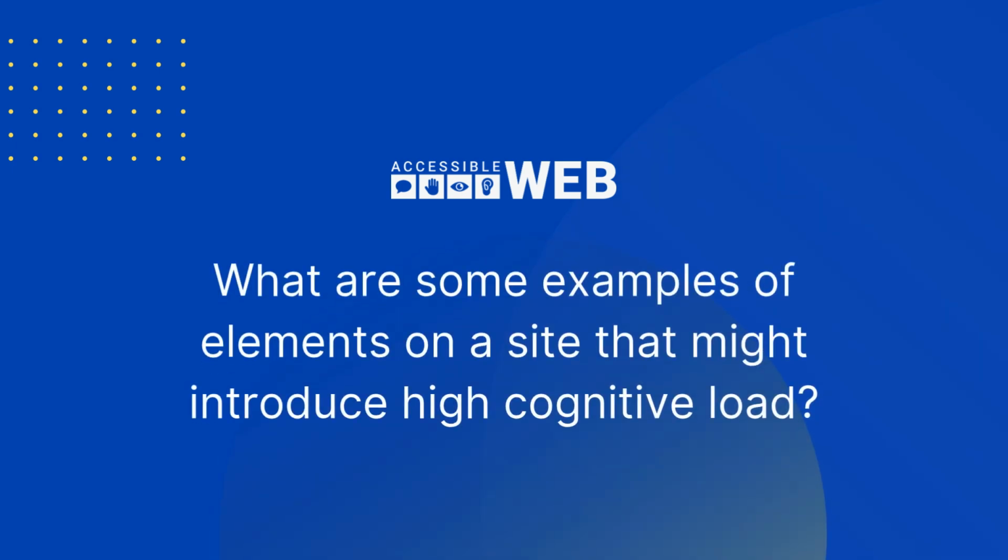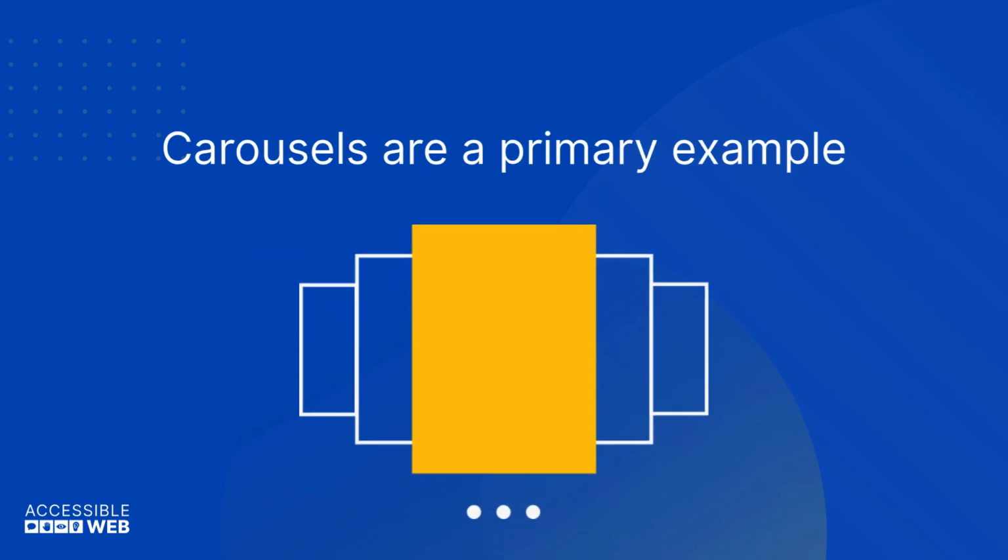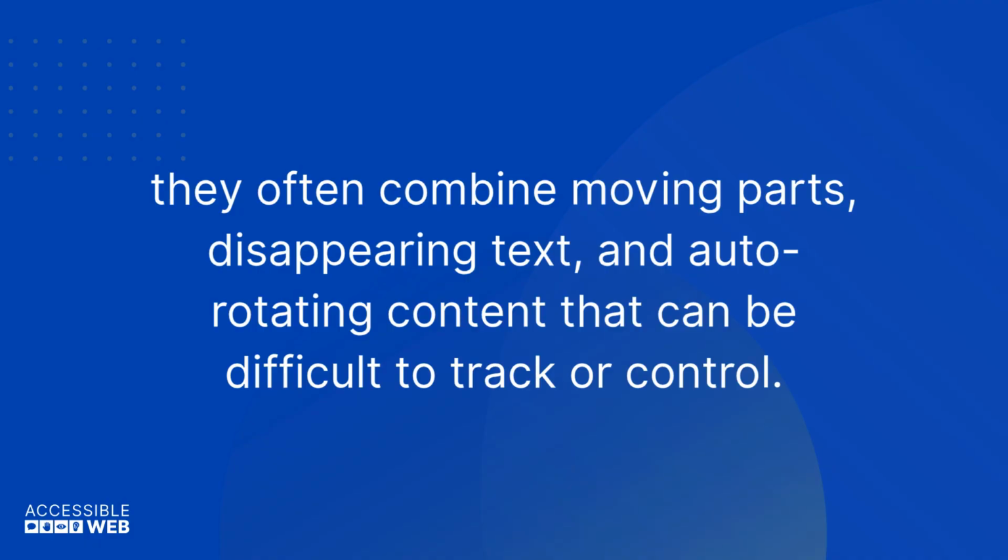What are some examples of elements on a site that might introduce high cognitive load? High cognitive load refers to elements that create mental friction, making it difficult for users to process information. Carousels are a primary example. They often combine moving parts, disappearing text, and auto-rotating content that can be difficult to track or control.